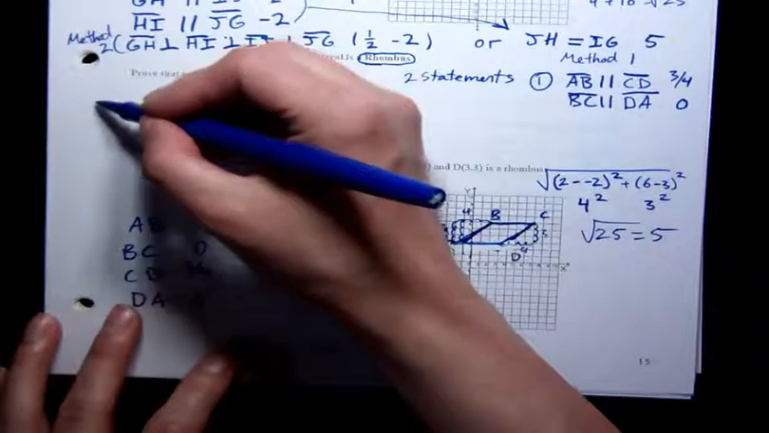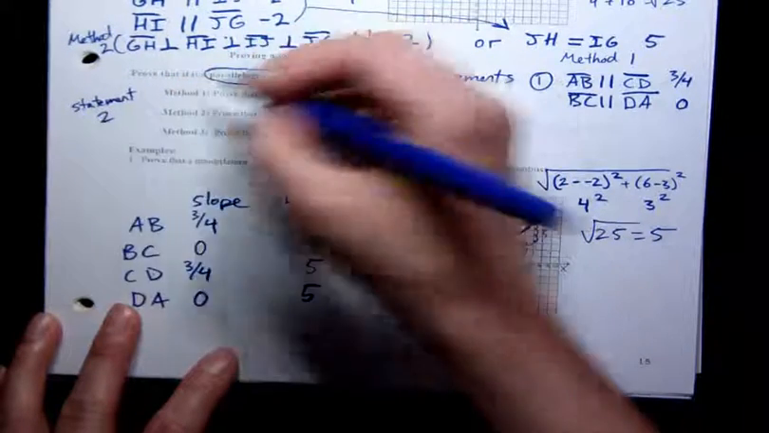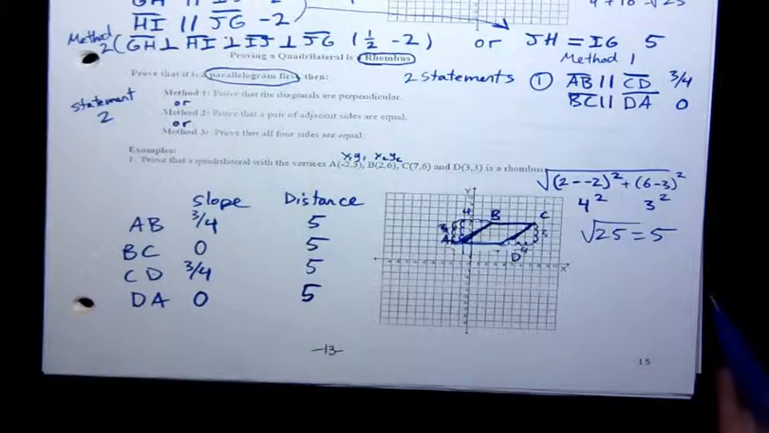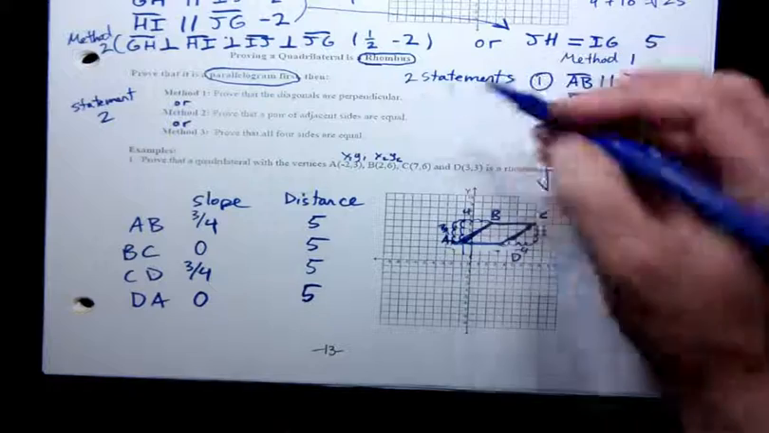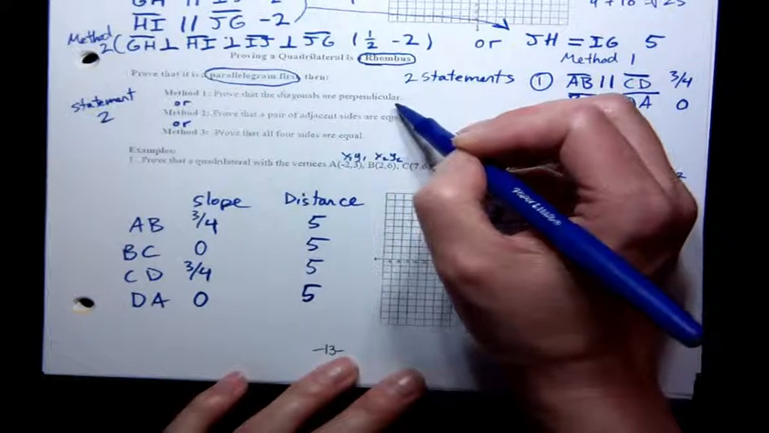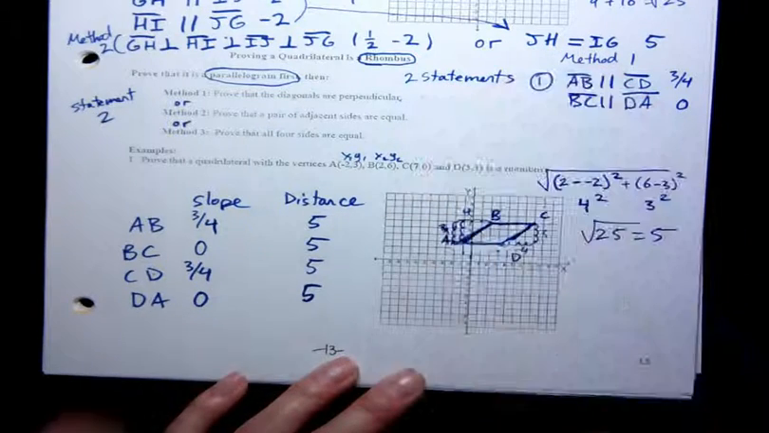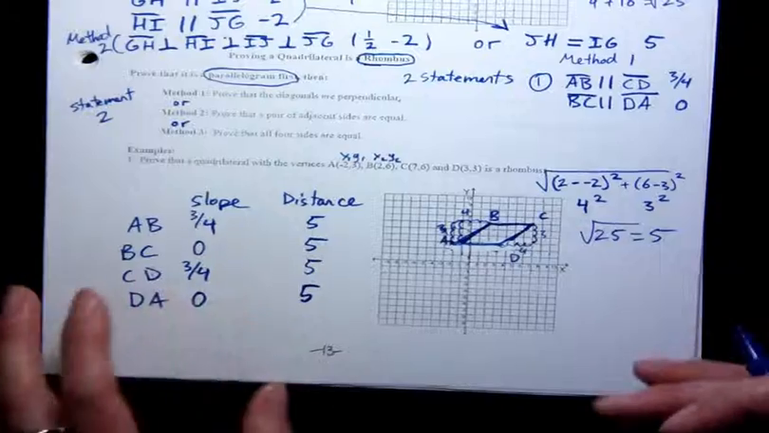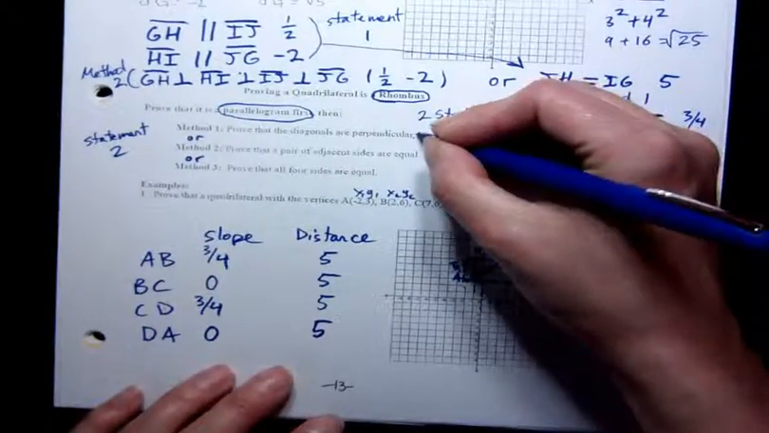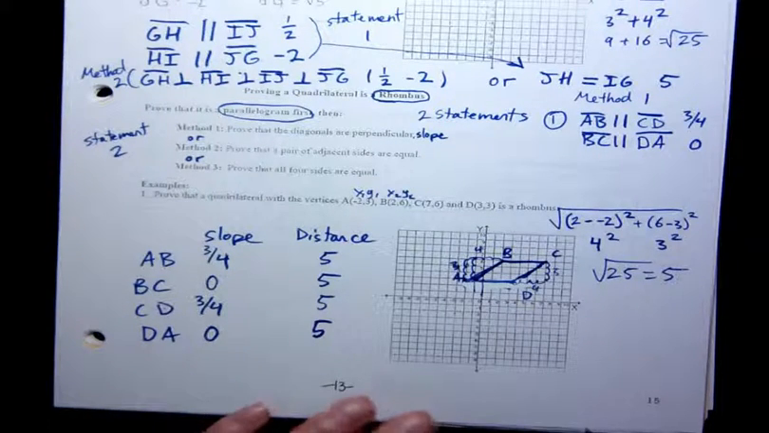So statement 2 can be in any of these. Okay, so these are choose your favorite method. Diagonals are perpendicular. When we're talking about perpendicular, do we talk about slope or distance? So distance or slope. Perpendicular tells me direction or how long they are. Yeah, that's slope. Do you already have the slope of the diagonals?